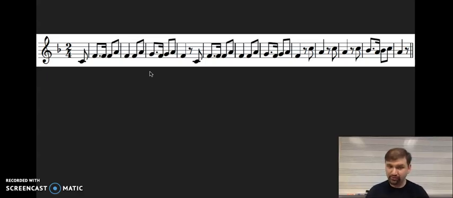Let's sing it. So, do. Ready? I'll give you 1 and 2. You come in right after 2. 1 and 2. So, do, mi, ra, mi, do. So, do, mi, ra, mi, do. So, mi, so, fa, so, mi. Ooh, a nice little change on the second half.